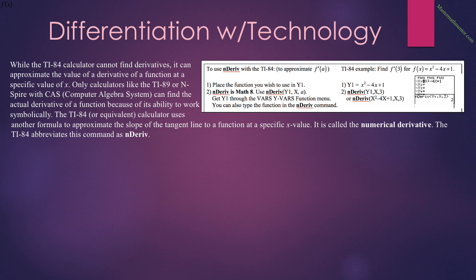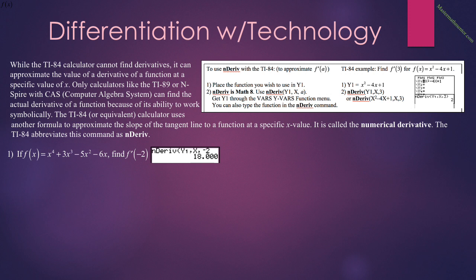So you would use the nderiv command and type in nderiv, or Math 8, y1, comma x, comma a. In this case, the a is 3, so you would type in nderiv, y1, comma x, comma 3. The y1 can be found through the y-vars menu, and you could also type the function into the nderiv command. So you could also type in nderiv x squared minus 4x plus 1, comma x, comma 3. No matter which way you do it, you get an answer of 2. So the slope of the tangent line to that function at x is equal to 3 is 2.